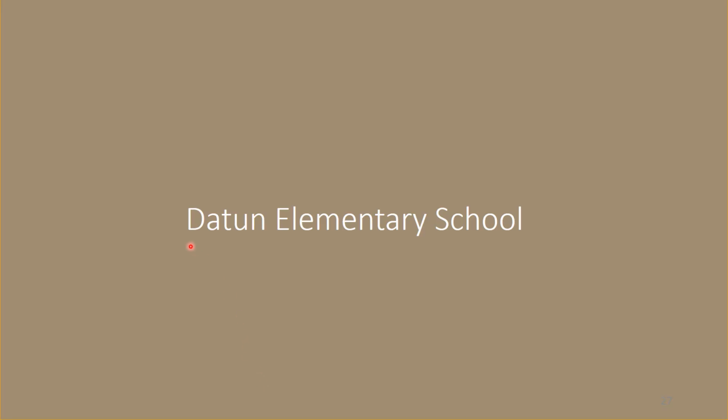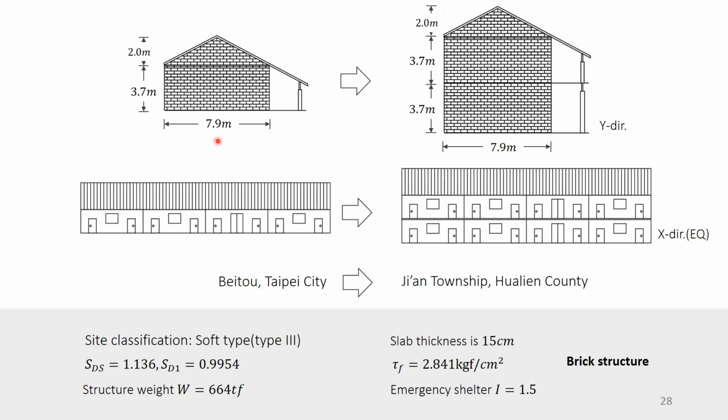Next is the actual structure that we use to do the retrofit design procedure. This is the Datun Elementary School. Actually, this structure is a one-floor building located at Beitou, Taipei. However, this structure's RCD is bigger than 1, and it means that it doesn't need to be retrofit.